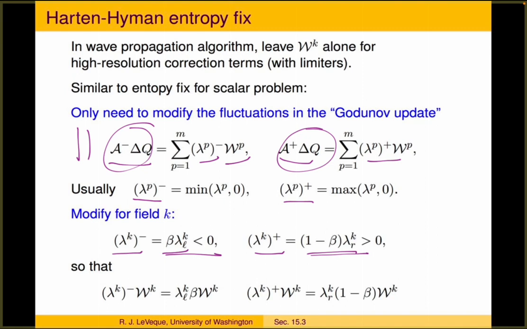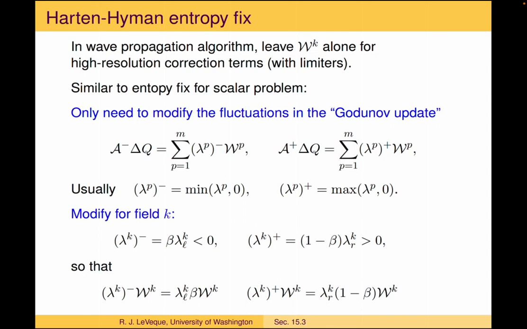And notice that when we plug these into this expression, for example, lambda k minus times wk, now with this beta in here, we can write that as lambda kl times beta wk, and beta wk is the wave strength of this modified wave from the previous slide that we want to view as the left-going wave. Similarly, on the right-going side, 1 minus beta wk is the right-going fraction of that wave that gets multiplied by lambda kr. But we can group the beta and 1 minus beta with the lambdas in order to make this implementation a little nicer.